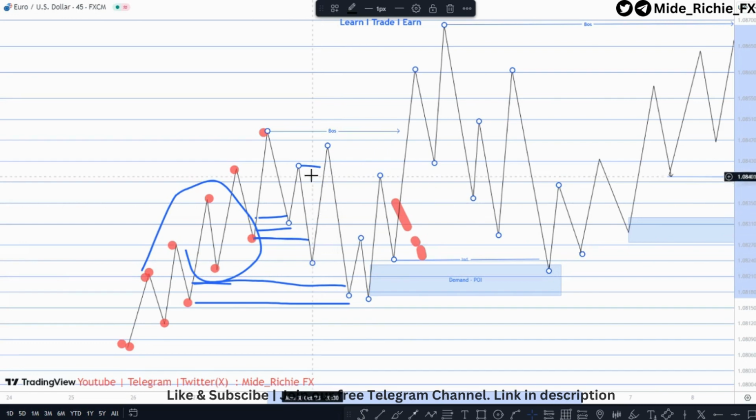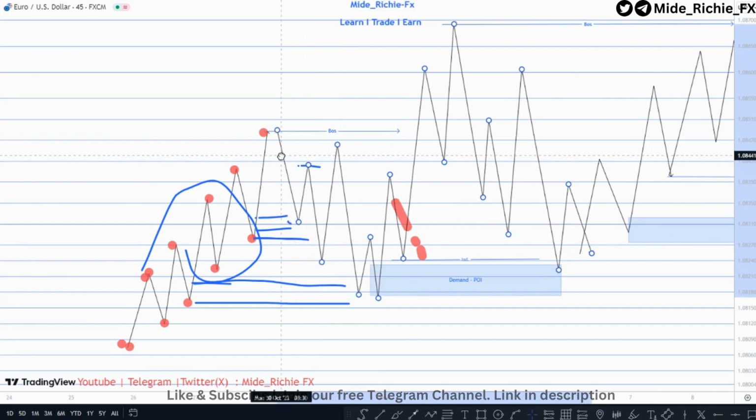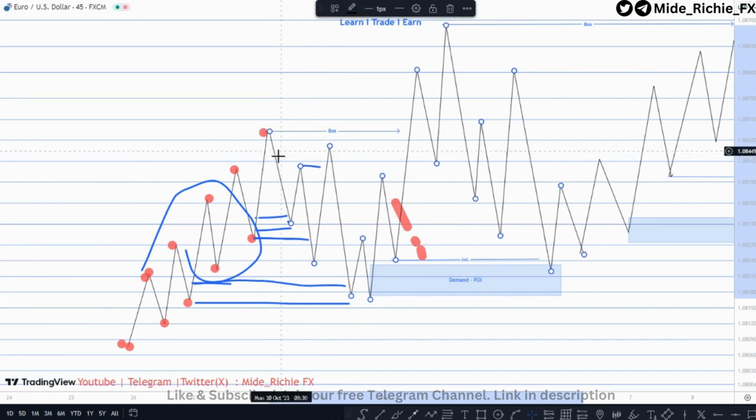So you guys can see that after the market took out this imbalance, the market mitigated one internal structural supply zone right here, then sold all the way down to the supply zone by taking out this low too as an inducement for the buys.